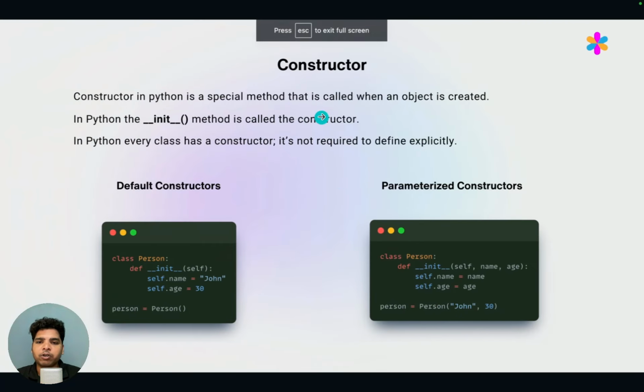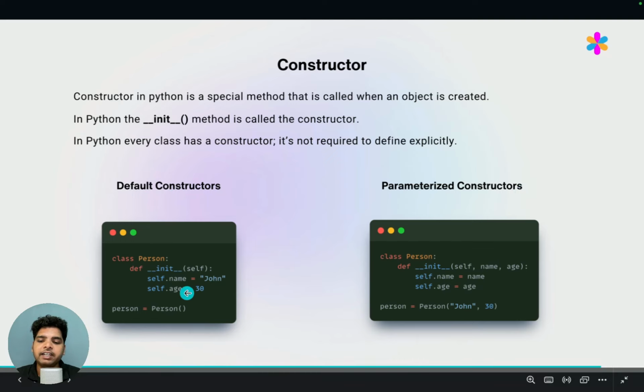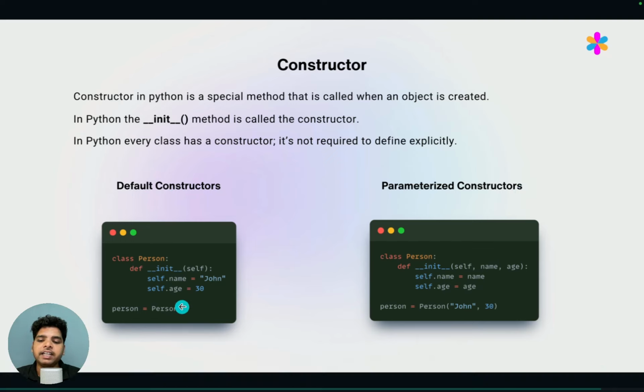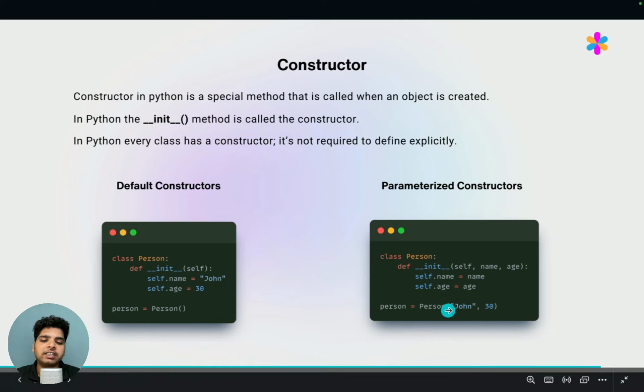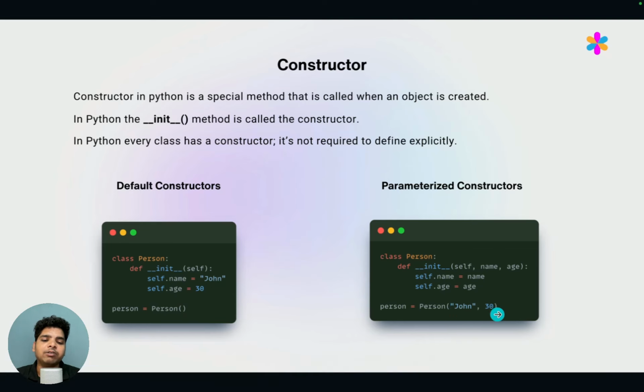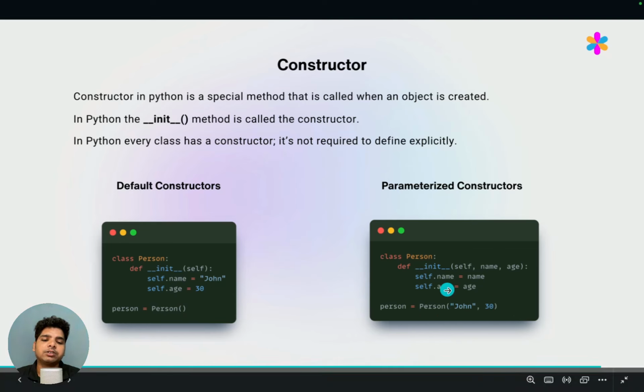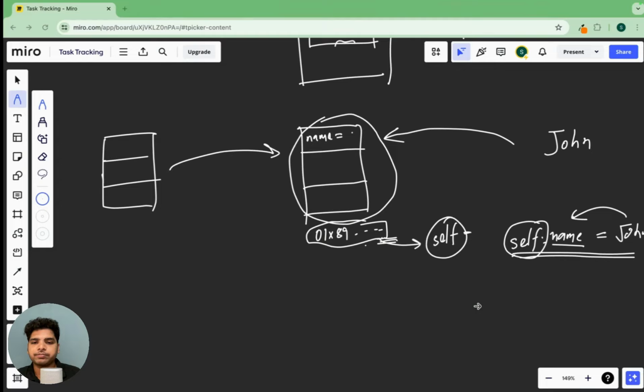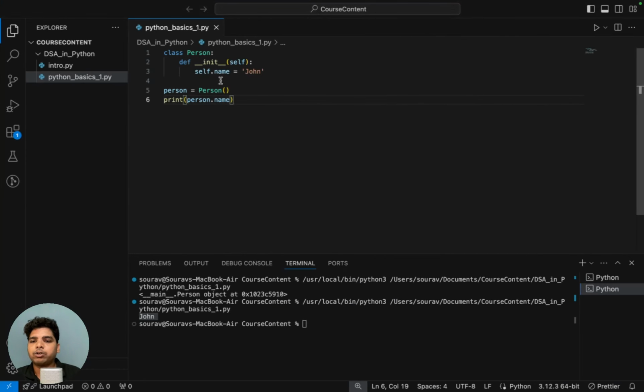Now there are two kinds of constructor. One is default constructor, one is parameterized constructor. For default constructor, when we create an object, we don't pass any value to it. But for parameterized constructor, when you create the object, we have to pass the value, right? So this is the difference. Now let's take a look. So this is a class with default constructor. Now let's create the same class with parameterized constructor.